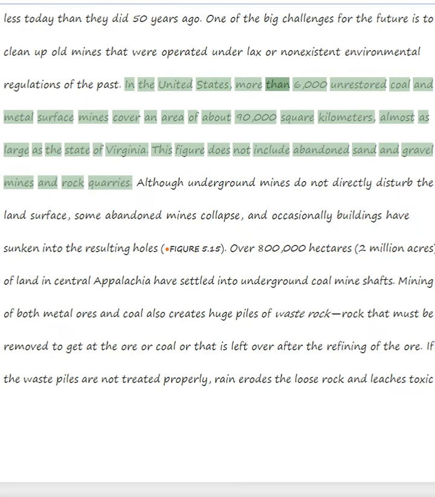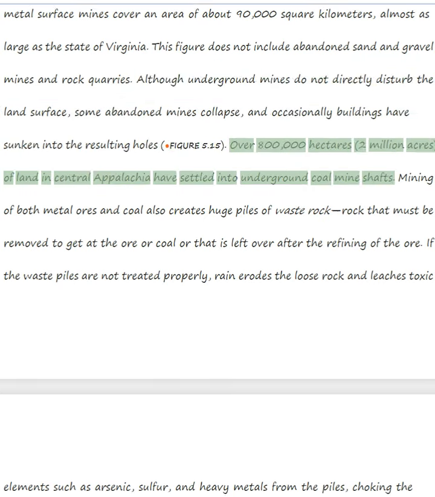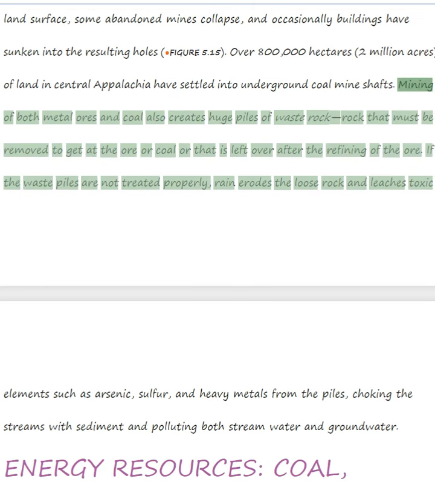In the United States, more than 6,000 unrestored coal and metal surface mines cover an area of about 90,000 square kilometers, almost as large as the state of Virginia. This figure does not include abandoned sand and gravel mines and rock quarries. Although underground mines do not directly disturb the land surface, some abandoned mines collapse, and occasionally buildings have sunken into the resulting holes. Over 800,000 hectares of land in central Appalachia have settled into underground coal mine shafts. Mining of both metal ores and coal also creates huge piles of waste rock that must be removed to get at the ore or coal or that is left over after the refining of the ore.